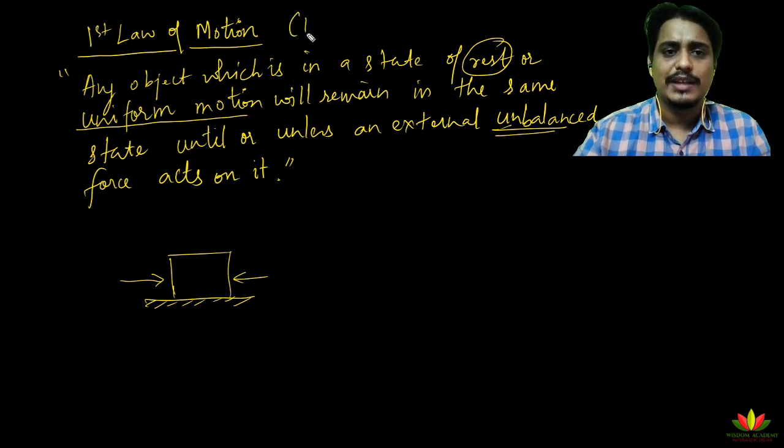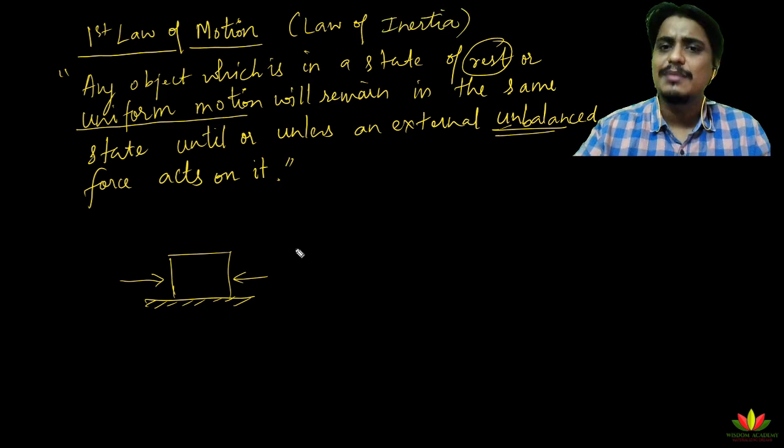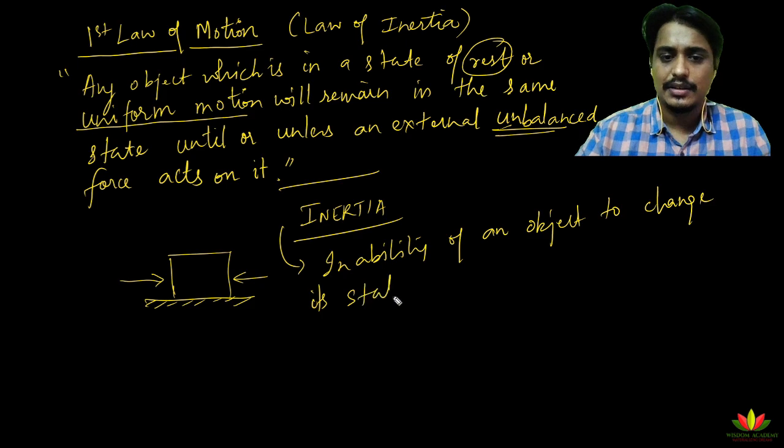It is also known as law of inertia. So what is the meaning of the word inertia? Inertia, it means the inability of an object. What is inertia? It is the inability of an object to change its state of rest or uniform motion.